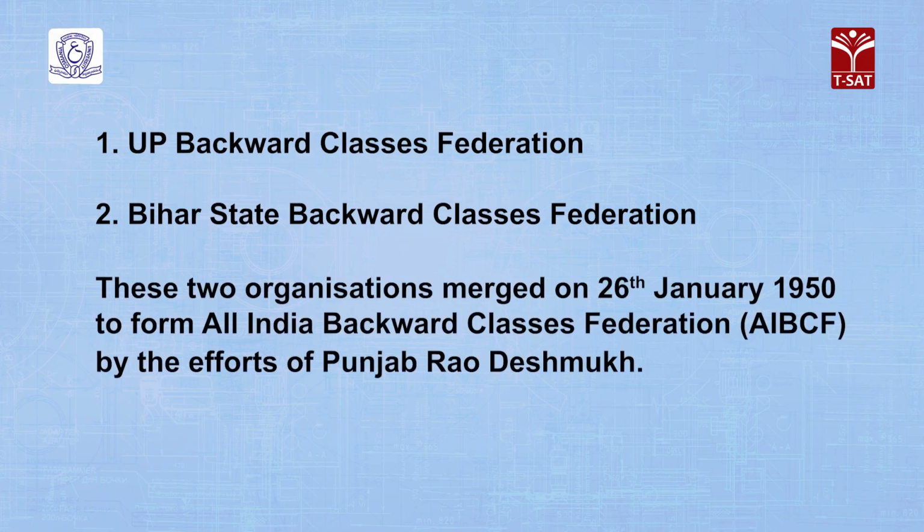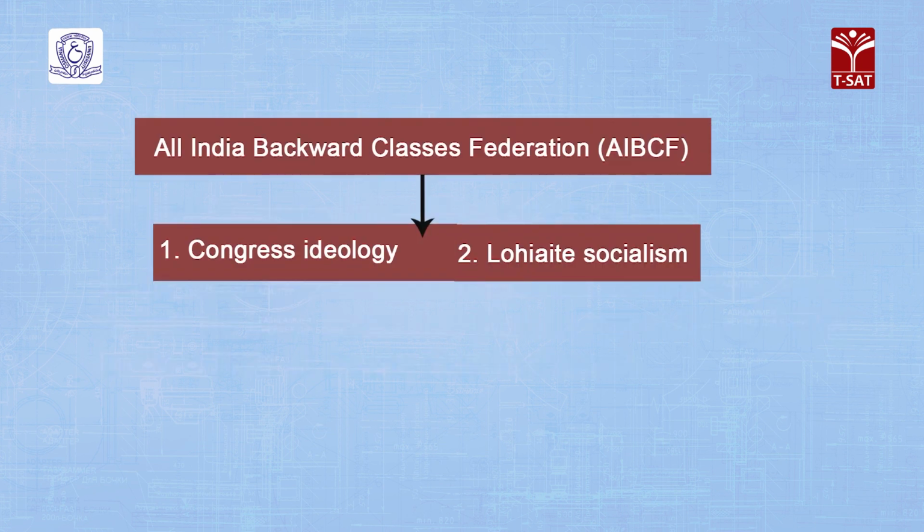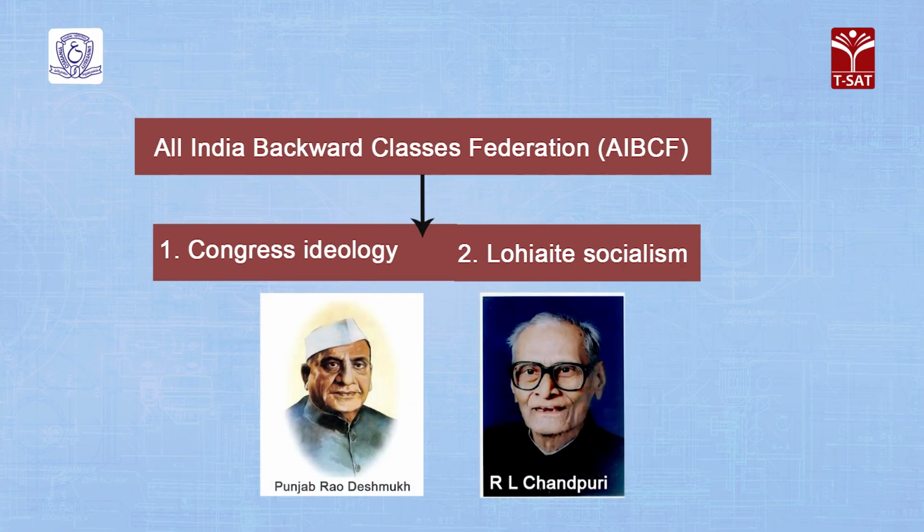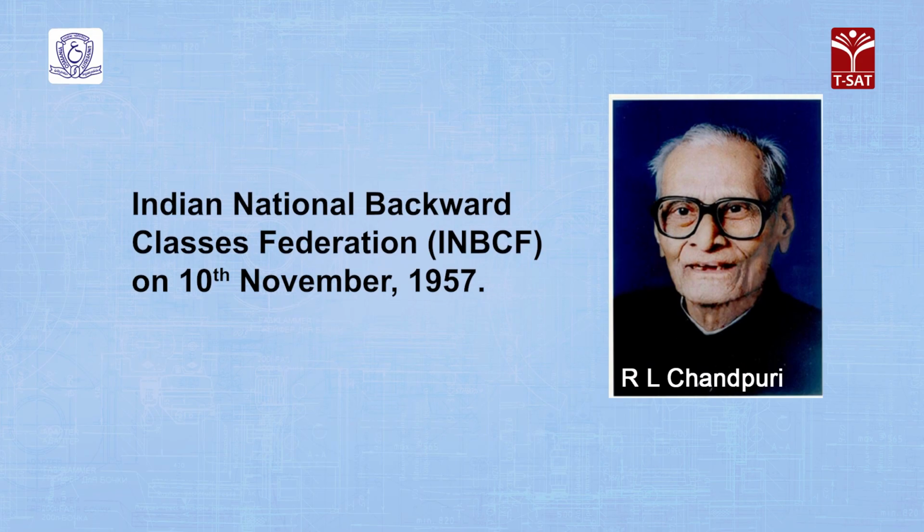These two organizations merged on 26 January 1950 to form the All India Backward Classes Federation, that is AIBCF. The AIBCF had split into two groups, one adhering to the Congress ideology and another loyal to socialism. The latter was represented by R.L. Chandrapuri. R.L. Chandrapuri formed the Indian National Backward Classes Federation on 10th November 1957. And these organizations sought to get the reservation for the OBCs and empower them in order to overthrow the Brahmin Baniya Raj.